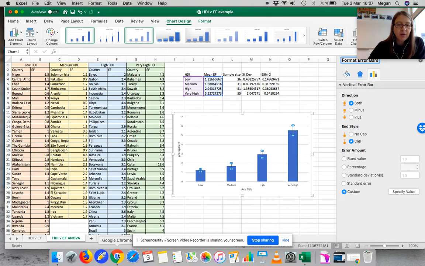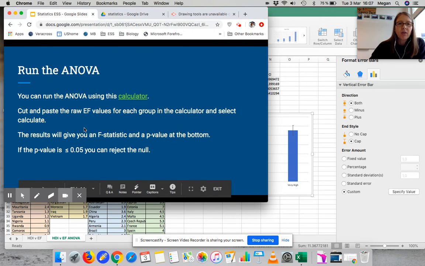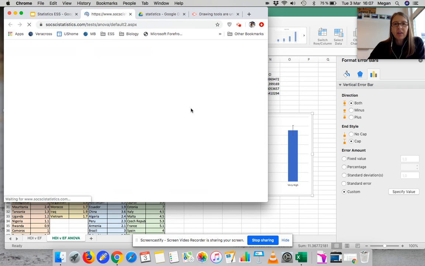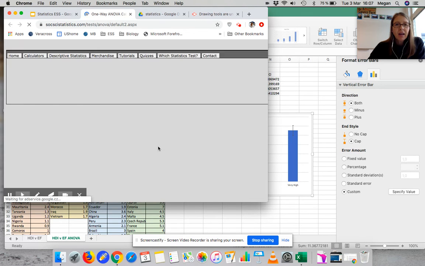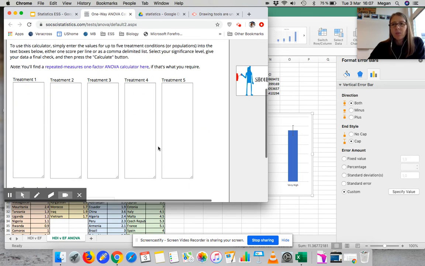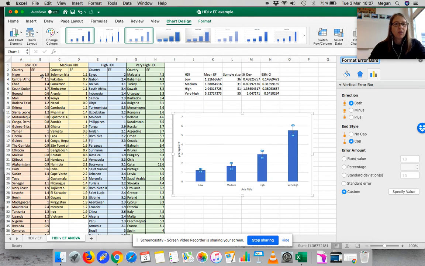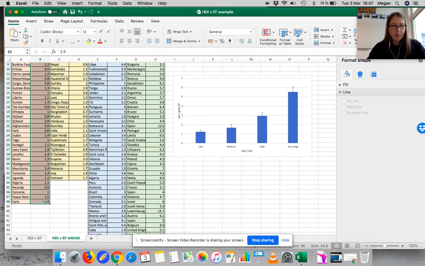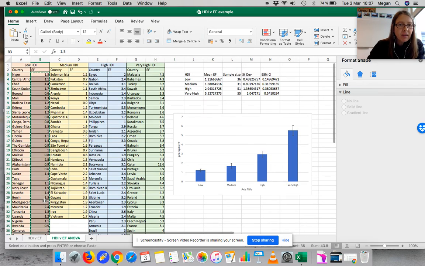Last thing we're going to do is we're going to run our ANOVA. Okay, and thankfully you don't have to calculate it yourself. There's a calculator for that. And you're going to basically cut and paste the raw data for each of the EF values into the calculator, and it's going to give us our p-value. So here's the calculator. You can follow that link. And the calculator gives us the option for 5 treatments. We only have 4, so we'll just plug in 4 sets. So for treatment 1, I'm going to put in the low. So I'm going to highlight, and basically I'm going to copy all of that data.